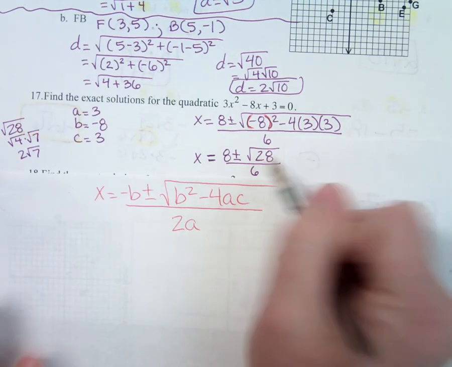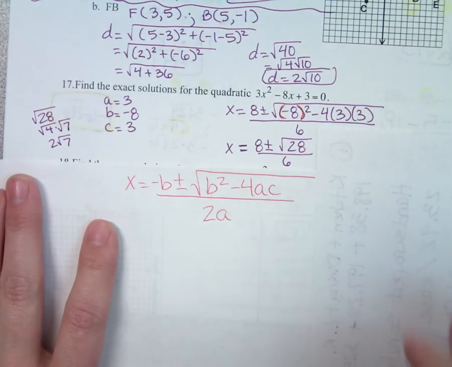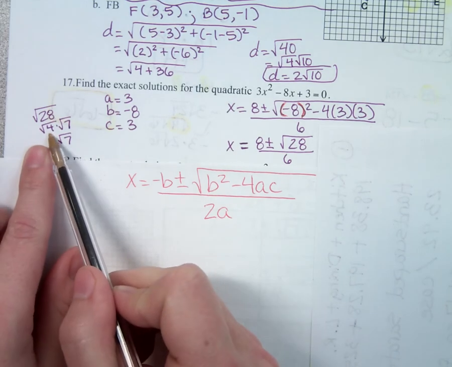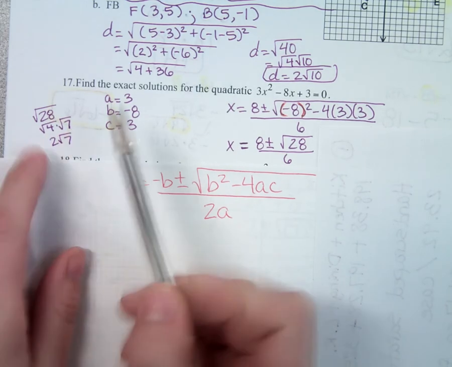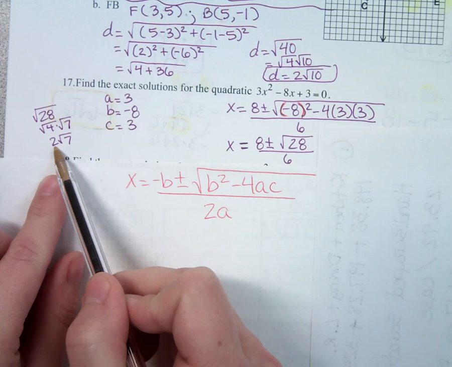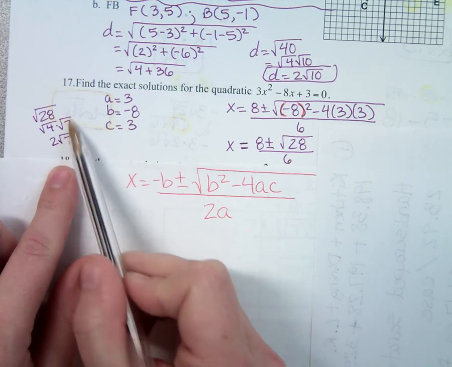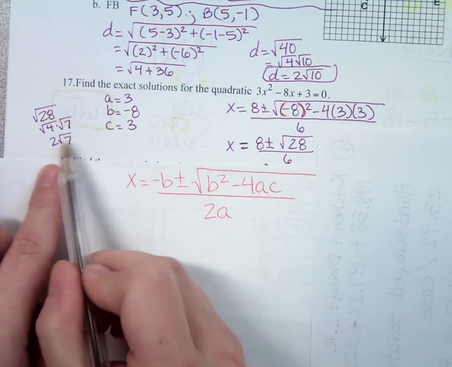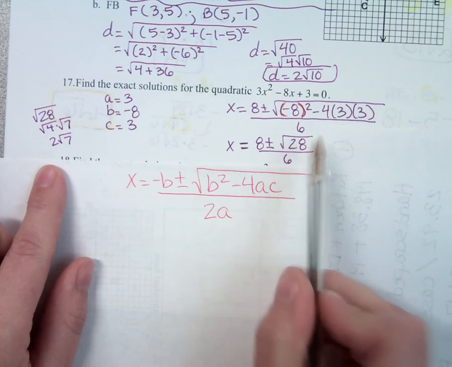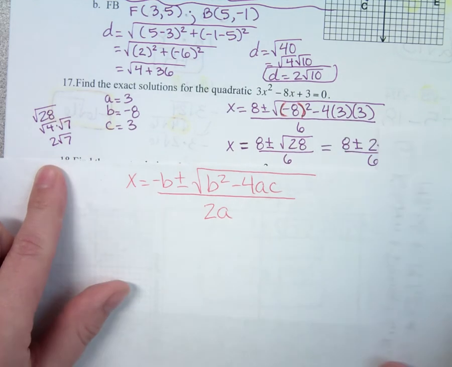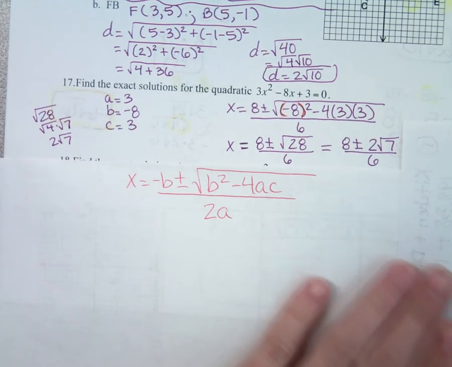Okay, at this point I try to break down the 28, and I actually did that over here. So 4 is the perfect square that goes in. It goes in 7 times. The square root of 4 is 2, and then you can't take the square root of 7, so that recopies. So I'm going to replace the square root of 28 with 2 square root of 7. So that's what I did right there.